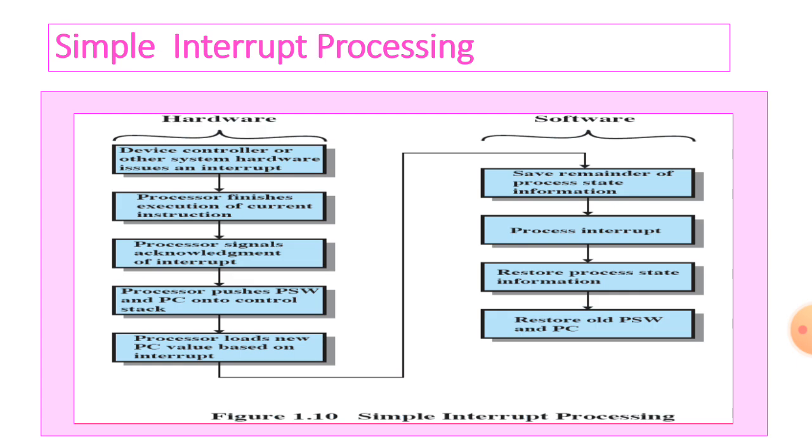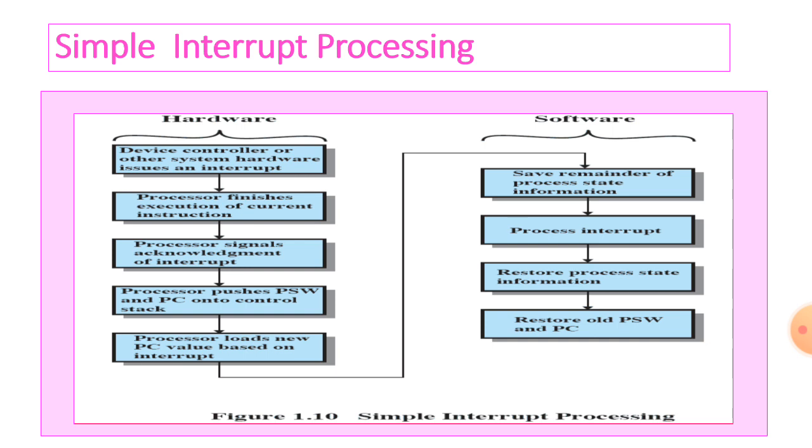In this slide, we are going to discuss the steps done by the operating system to complete an interrupt. The device controller or other system hardware issues an interrupt. The processor finishes the execution of the current instruction. The processor signals acknowledgement of the interrupt. The processor pushes the program status word (PSW) and program counter (PC) onto the control stack. The processor loads a new PC value based on the interrupt.